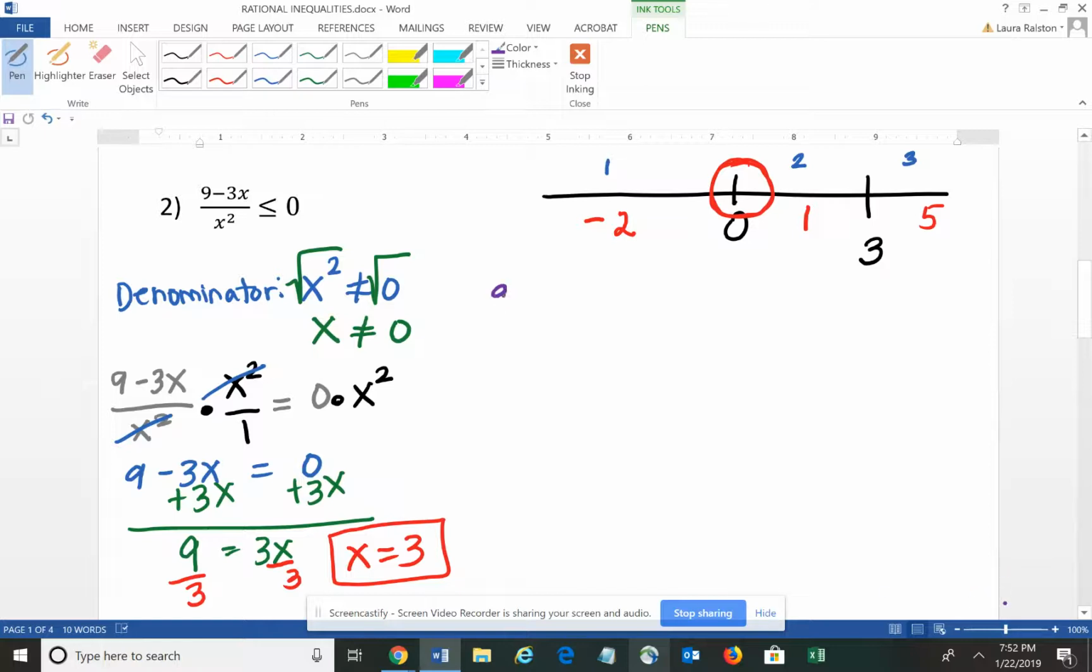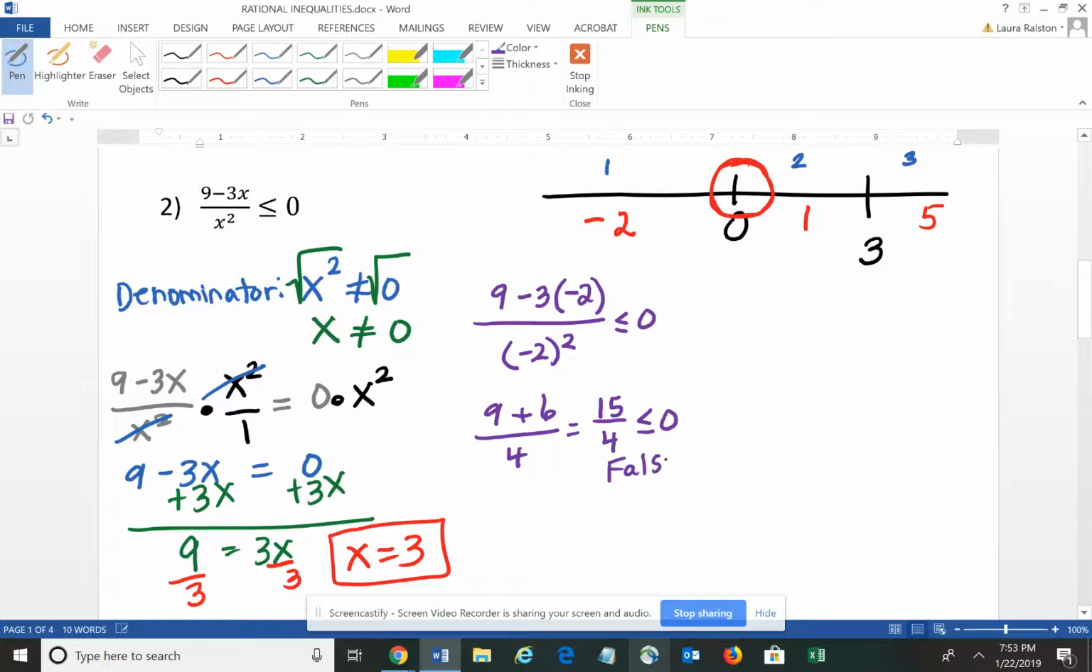So I would have 9 minus 3 times -2 over -2 squared. We want that to be less than or equal to 0. So I'd have 9 plus 6 over 4. That gives me 15 over 4. Positive 15 over 4 is not less than or equal to 0. So we can't use that region.